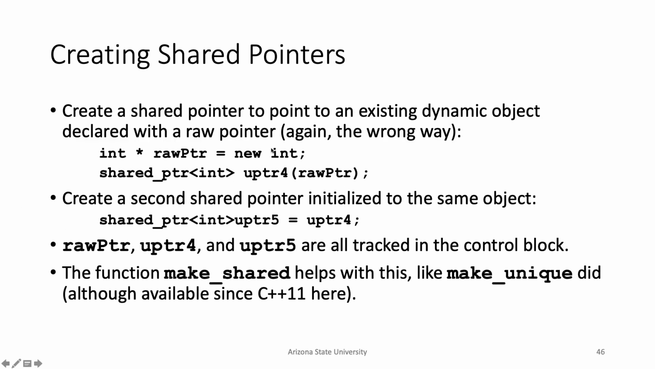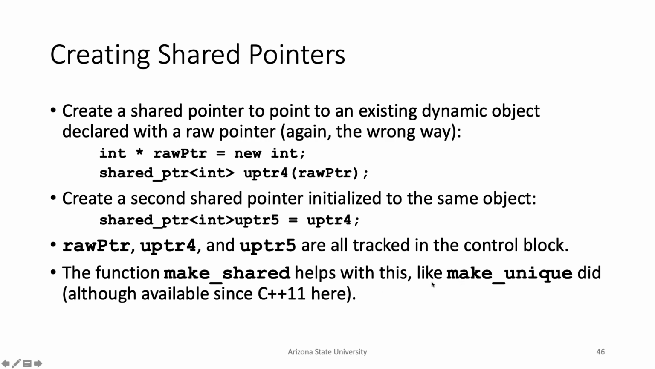I could make it from a raw pointer if I wanted to, or just pass new int, and it works. The way you make it is analogous to unique pointer, but you call shared pointer instead. Then we can create a second shared pointer and pass it over. By doing this, the reference count will go up by 1. All of these pointers are controlled in what's called the control block, and that handles the reference count for you.